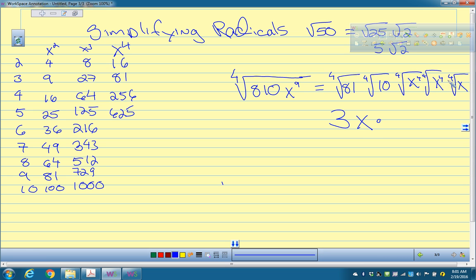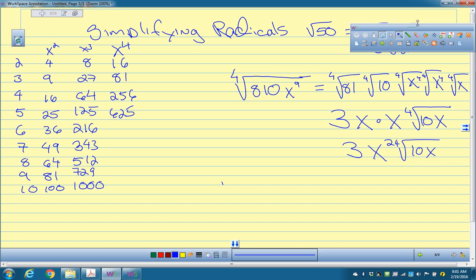The fourth root of x to the fourth is also x. And then everything that can't come out of the box has to stay inside of the box. So I have a fourth root of 10 and an x, and those things both stay in the box. And then you can multiply those two x's together and get 3x squared fourth root 10x.